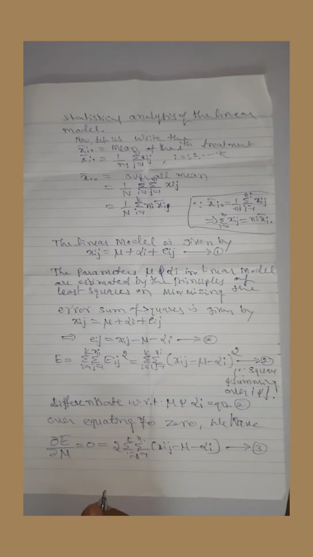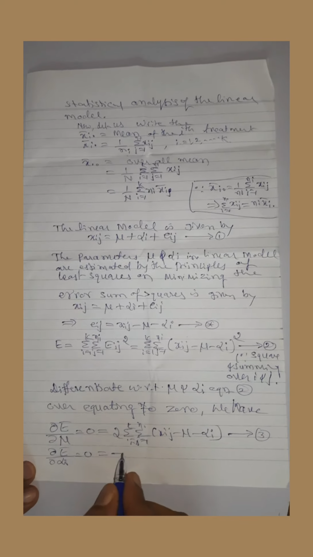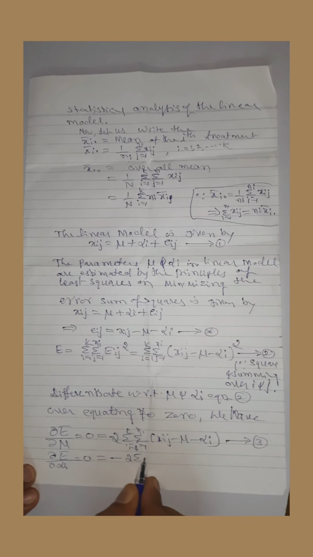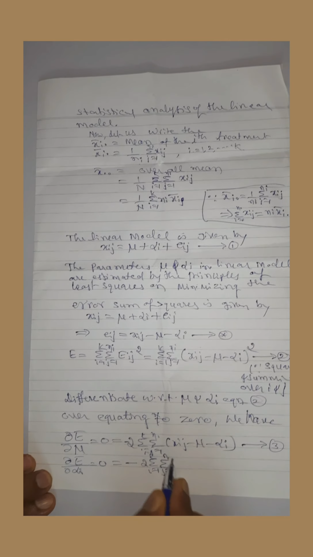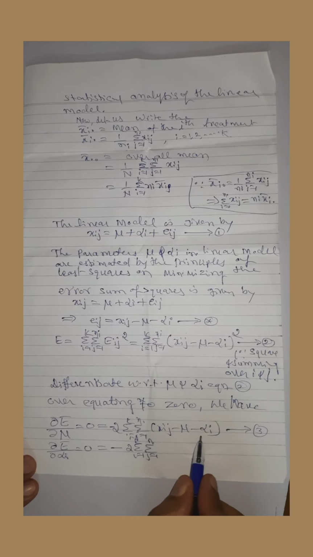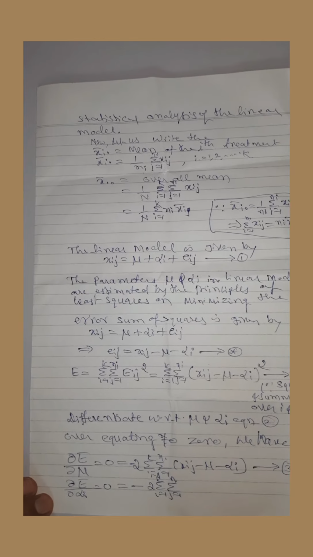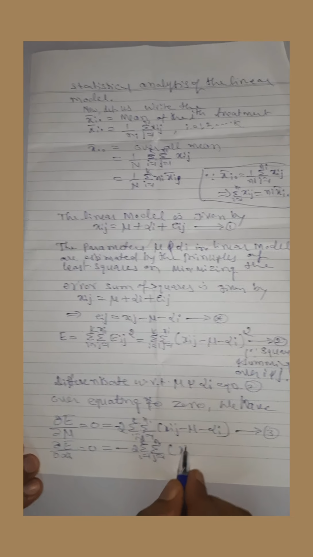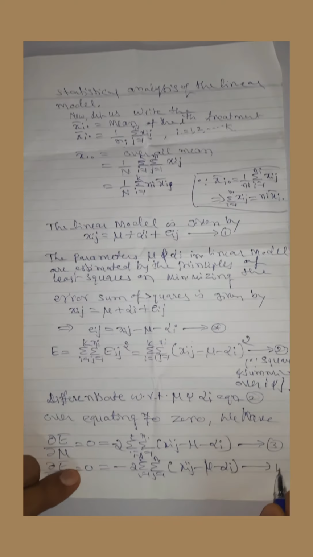Similarly, differentiate with respect to alpha i, that is dou E by dou alpha i is equal to 0. This is equal to minus 2 times double summation i is equal to 1 to k, j is equal to 1 to ni. Minus 2 means that power is 2. With respect to alpha i is minus 1 into bracket xij minus mu minus alpha i, that is equation number 4.